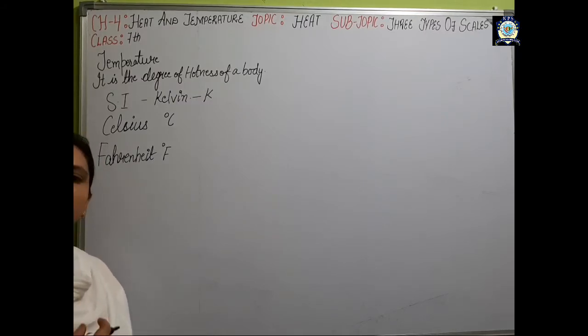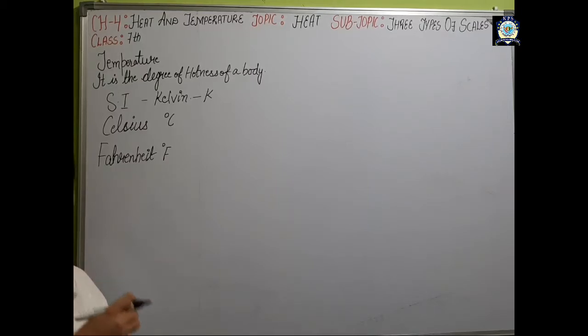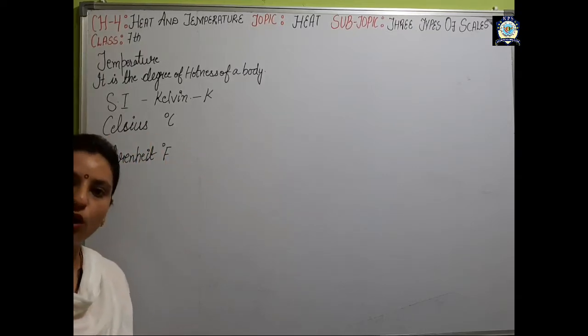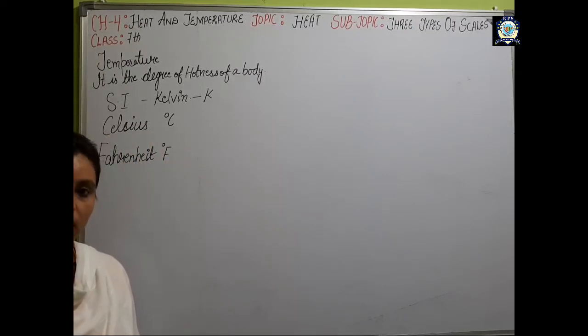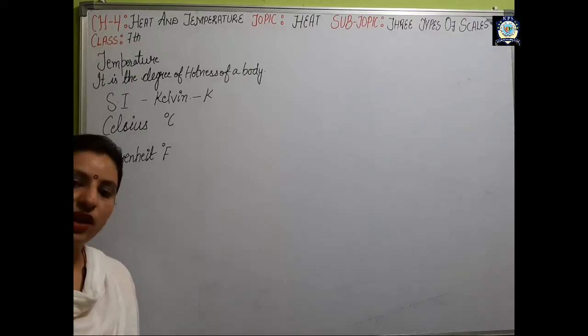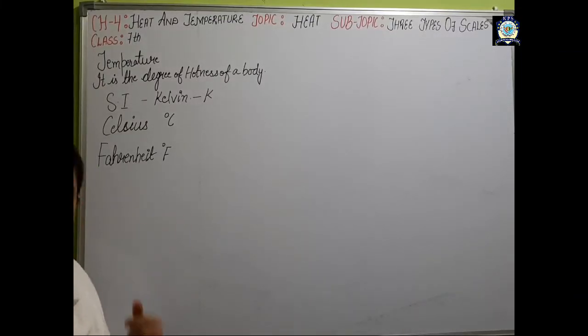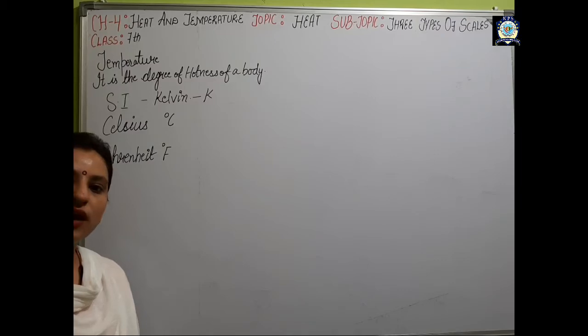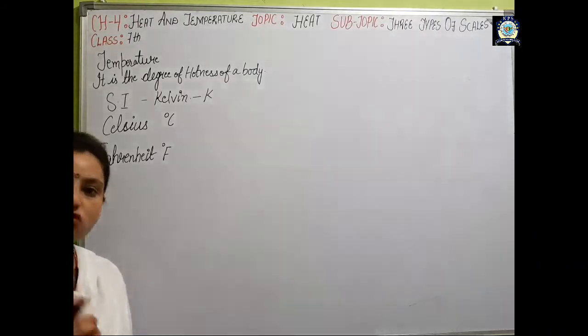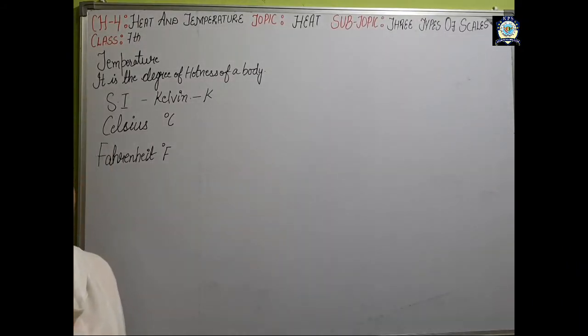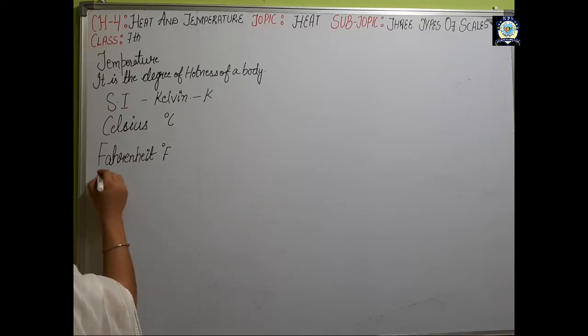So before moving to further, we will learn about the scales first. There are three types of scales and we will learn about them first. But again I came back to the main topic, that degree of hotness of a body is called as temperature. And we have learned that by touching and feeling we can't get the exact value. We can't get the degree of hotness or degree of coldness of a body. So it must require some instrument to measure this temperature, and the instrument which is used to measure the temperature, that is called as thermometer.